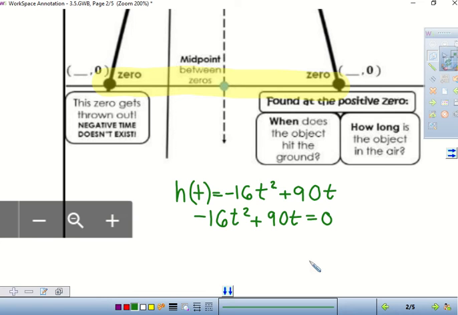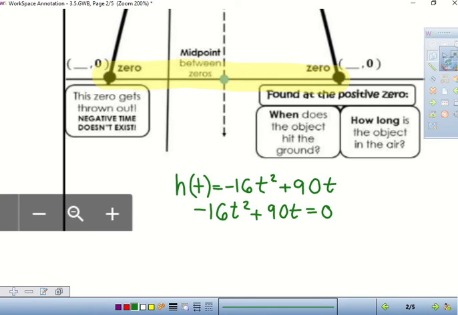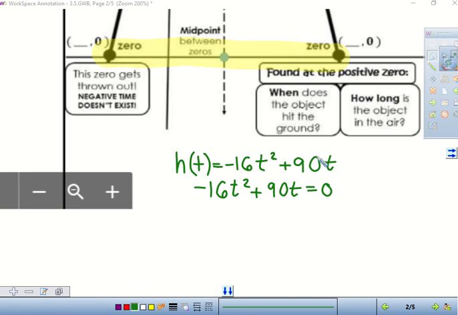So first thing I need to do for factoring. Now I do want to mention, if you wanted to plug this into the quadratic formula, that would work. Your A is negative 16, your B is 90, your C is 0. But we actually can take out a GCF here. Anybody know what that GCF is?